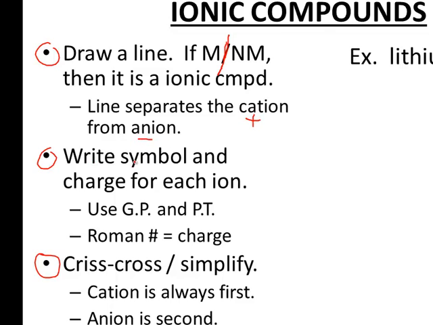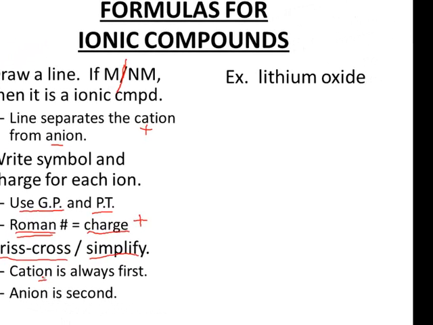From there, we're going to write the symbol and the charge for each ion. Remember, we can use your gold packet and periodic table to tell us those charges. Remember from just before, Roman numerals equal the charge. So if we have a Roman numeral, that's how much positive charge. It's always positive if we have a Roman numeral. And then we're going to crisscross and simplify if we need to. Cation is always written first. The anion is always written second.